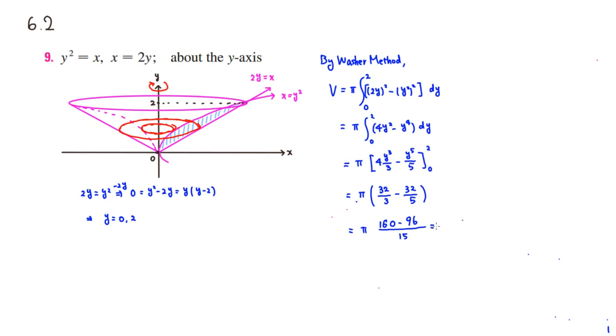So this is going to be pi times, 160 minus 96 is 64, so 64 over 15. Therefore, I should put the pi at the end: 64 pi over 15. This is the volume of the solid given there. That's it. I hope that this was clear.